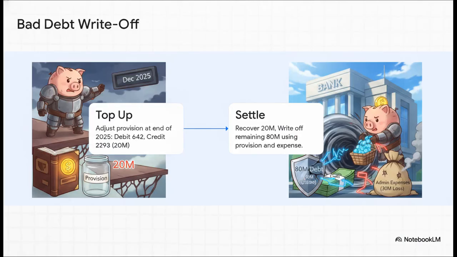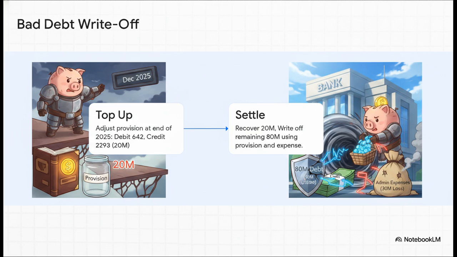Let's see how this actually builds into a real-world journal entry. Imagine Company X owes us 100 million, and they're 14 months overdue. That puts them squarely in the 50% bracket, so we need a 50 million provision. Let's say we already provisioned 30 million last year. Step 1 is to top that up by 20 million, so we debit 642 and credit 2293.